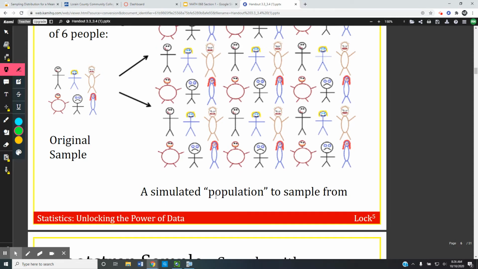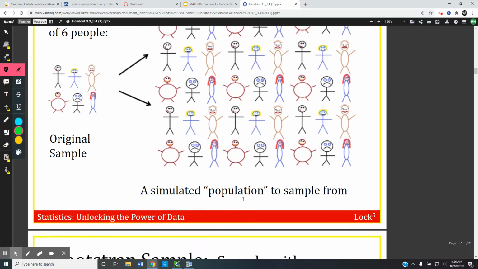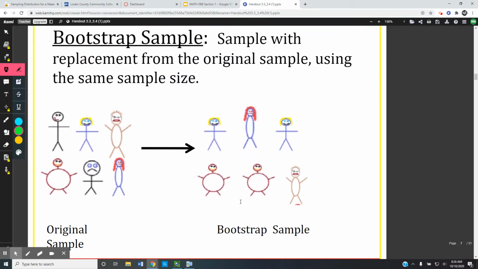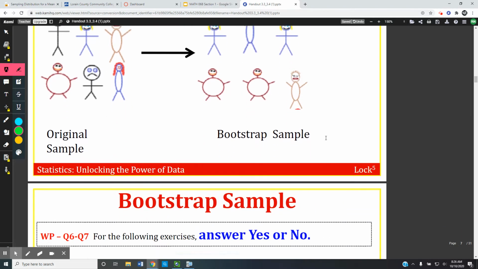It says a simulated population to sample from. So really what I'm creating is a population that I can go in and then sample from. A bootstrap sample does that very same thing. It samples with replacement. That's a key term for you. With replacement from the original sample. Remember, we're treating that original sample like it's the new population. Using the same sample size. That's big. Same sample size. So if you started with 6, you have to create 6 more, and then 6 more, and then 6 more. It's always going to be a bootstrap sample of 6.